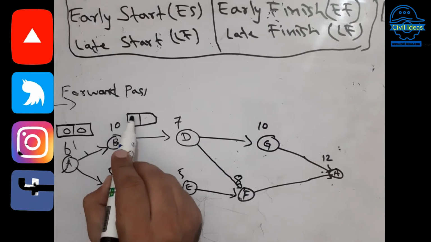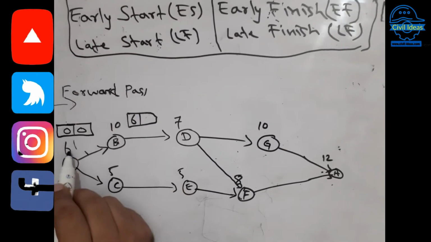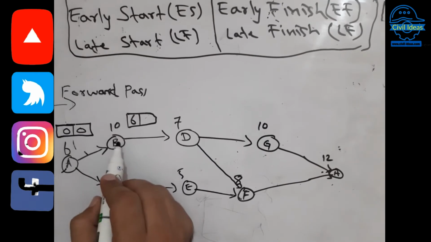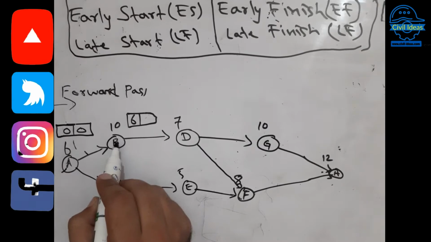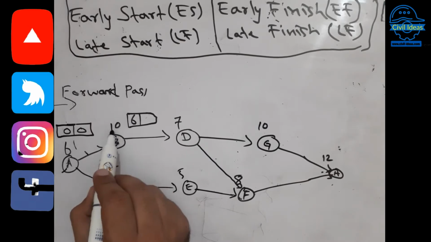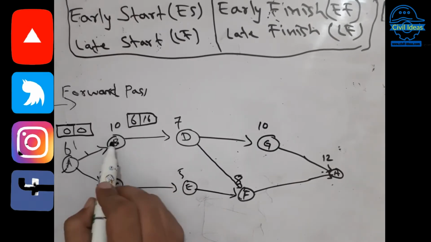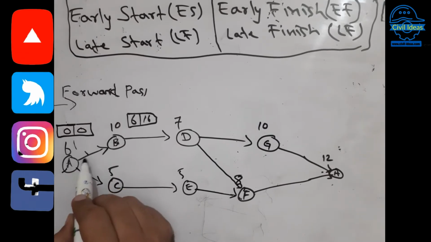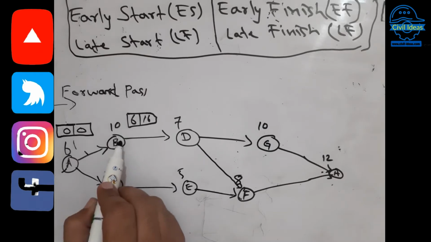So the early start time, ES, is 6 in this case, and now you have to add for the early finish time, the date it will be finished. Activity B will be finished, and you have to add 6 plus 10, 16, it will take 16 days total, because 6 days will be taken by activity A and 10 by activity B. So total it will take 16 days to finish activity B in the project.